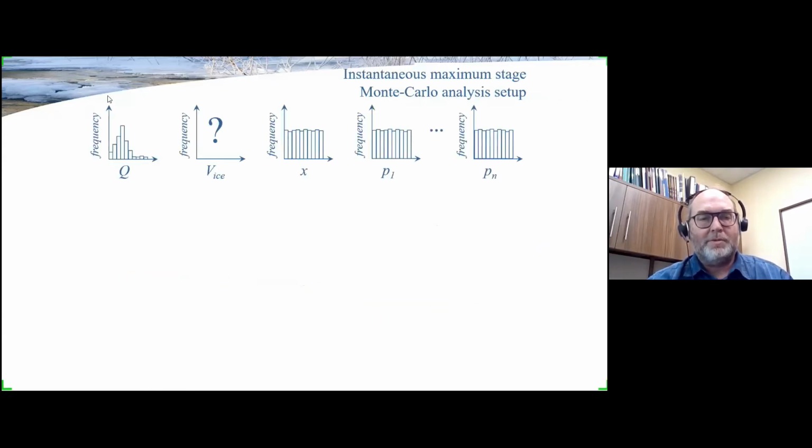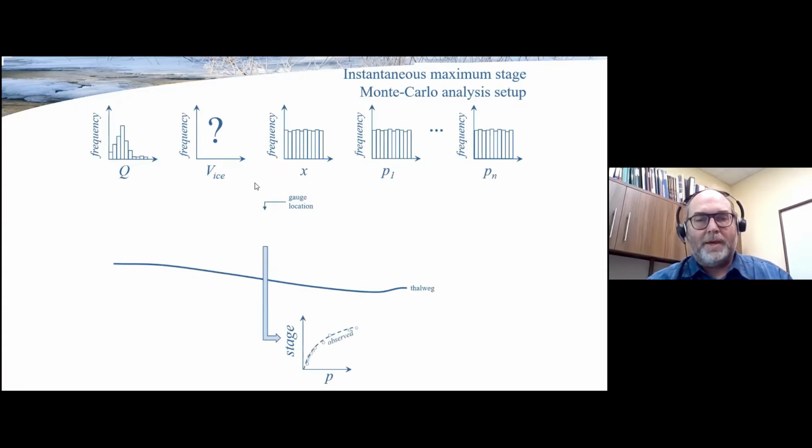These are your distributions. So this is for flow. I said for the location of the ice jam toe, I would use a uniform distribution. And same with the parameters, having a certain range, a minimum and a maximum. And what I don't know is this volume of ice here. But at that gauge location, I do have observed data. And with that observed data, I can form a stage frequency distribution. So I'm calling this the observed one here. This is my Thalweg here.